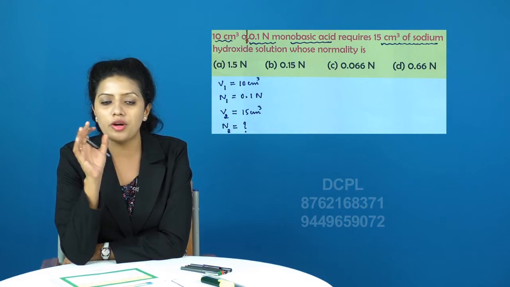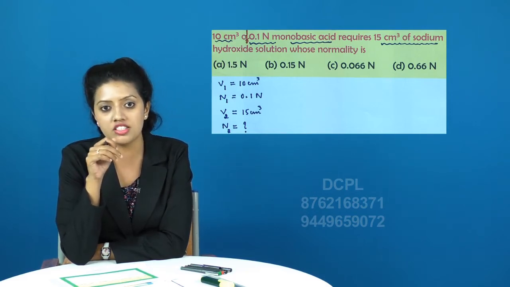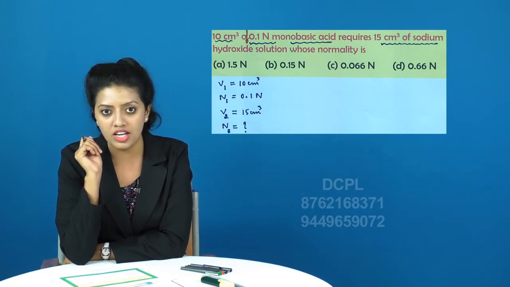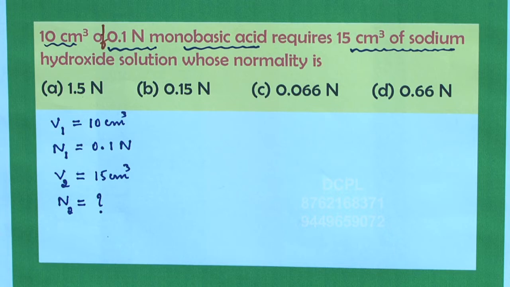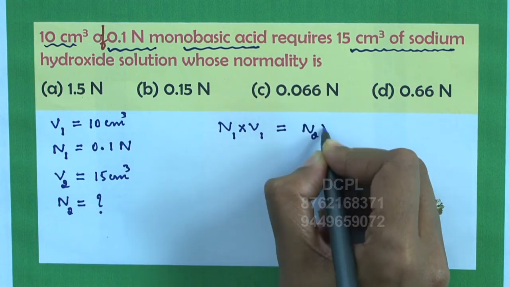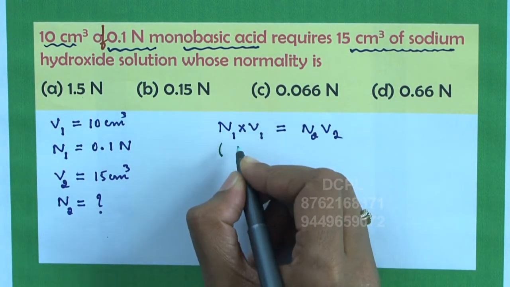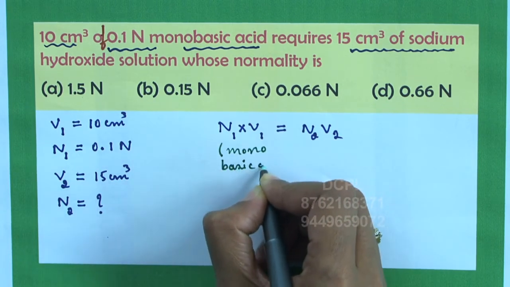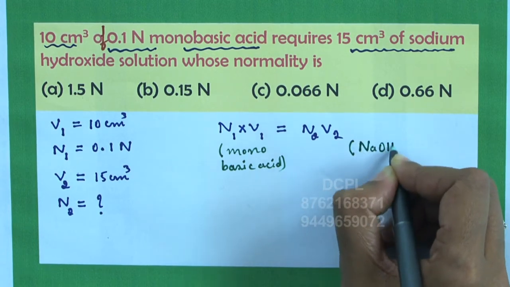From the given data, the relation which can be used is the normality on dilution, also known as the dilution formula, which is nothing but N1V1 is equal to N2V2. So let us make use of the dilution formula, N1V1 is equal to N2V2. N1V1 is for the monobasic acid. Since it is not mentioned, let us write it as it is, and N2V2 is obviously for NaOH.